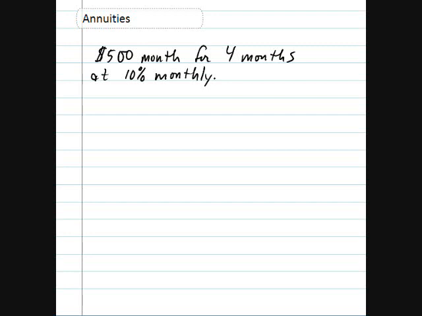Now we can figure out the future value of this annuity, what it'll be worth at the end of the 4 months, just using our compound interest formula. For example, the first payment we make of $500 is going to be in a compound interest account earning 10% monthly for 3 months, so 3/12ths of a year. The reason it's going to be in there for 3 months is because we place it in at the end of the first month, so there are 3 more months left for it to earn interest.